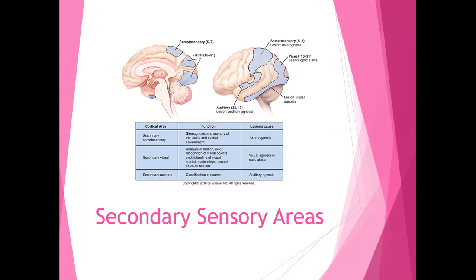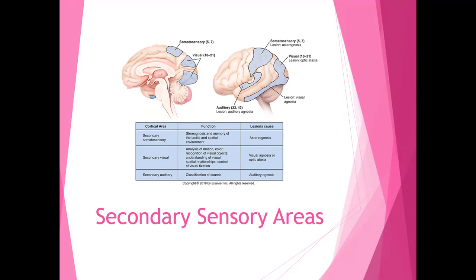So the secondary somatosensory cortex is in charge of taking those sensory inputs from the primary cortex and comparing them to the memory of tactile and spatial objects that we have encountered before. If you have a lesion in the secondary somatosensory cortex, it causes astereognosis. You could also have astereognosis from a peripheral issue in the somatosensory system.